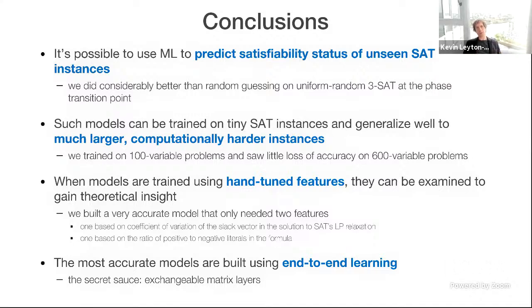So I've showed that it's possible to use machine learning to predict satisfiability status of unseen SAT instances considerably better than random guessing on uniform random 3-SAT. We're able to build models on tiny SAT instances and generalize them well to much larger instances. In particular, we showed that we could train on 100 variable problems and saw little loss of accuracy on 600 variable problems. When we train using hand-tuned features, we can examine our models to gain theoretical insight, and we were able to build a very accurate model that needed only 2 features.